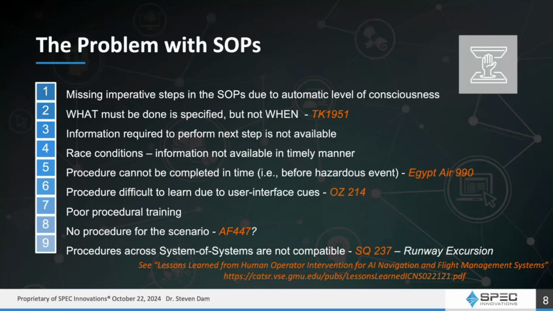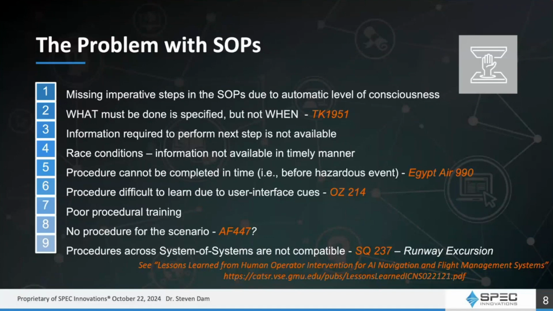What must be done is specified, but not when. How fast must something happen? That resulted in an accident by Turkish airliners in 1951. And these orange examples, by the way, are documented in a very nice presentation at the CATSR site. You can go to that site and look at their publications, lessons learned. And they actually document each of these events and what's going on and the specifics behind each one of these.